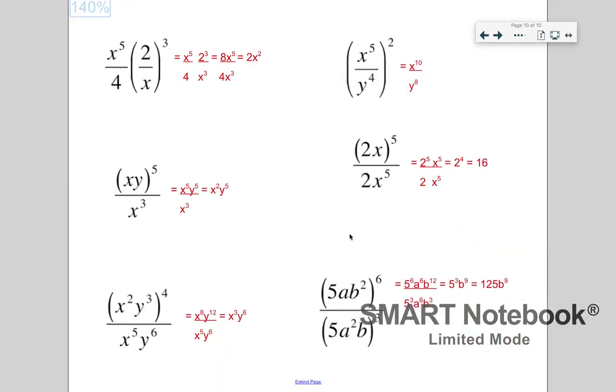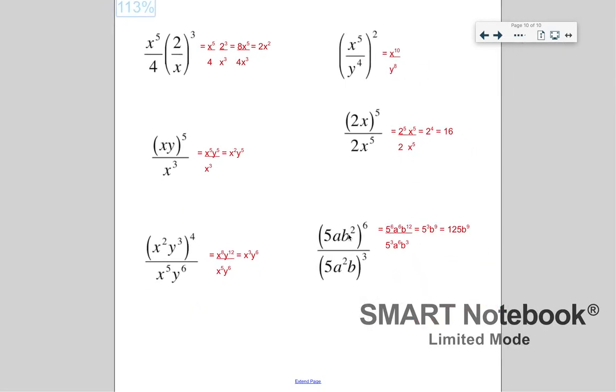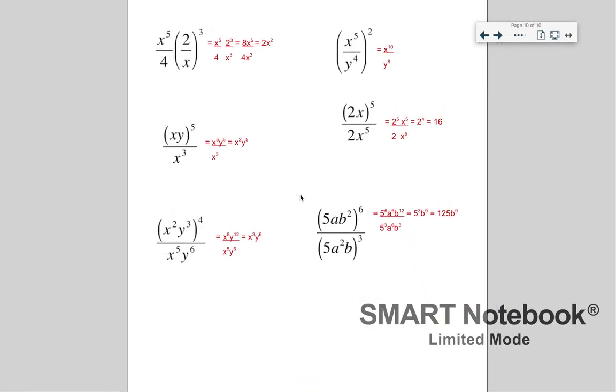All right, let me shrink this up. All right, so here is my work. Again, x to the 5th over 4. See, I left that one right there, and I just worked with this one. 2 over x times 2 over x times 2 over x would give me 2 to the 3rd over x to the 3rd. 2 to the 3rd is 8. That's where that 8 came from.